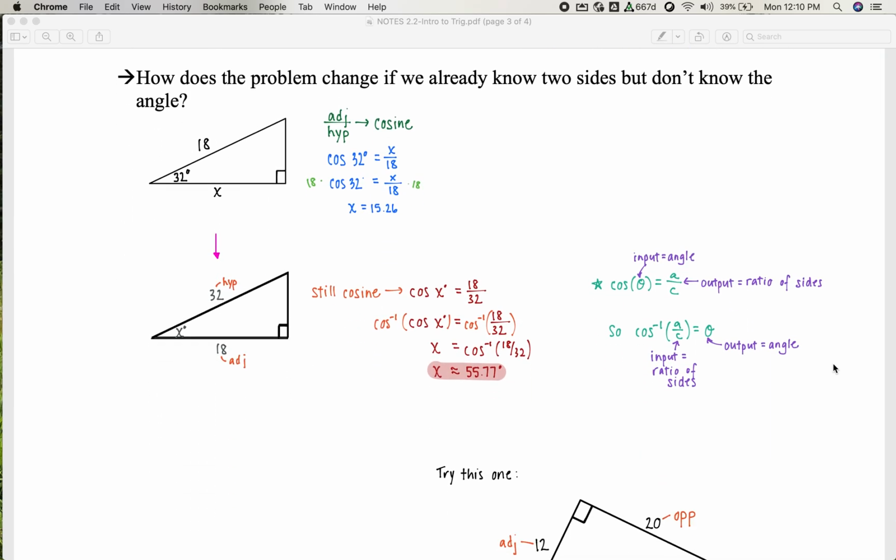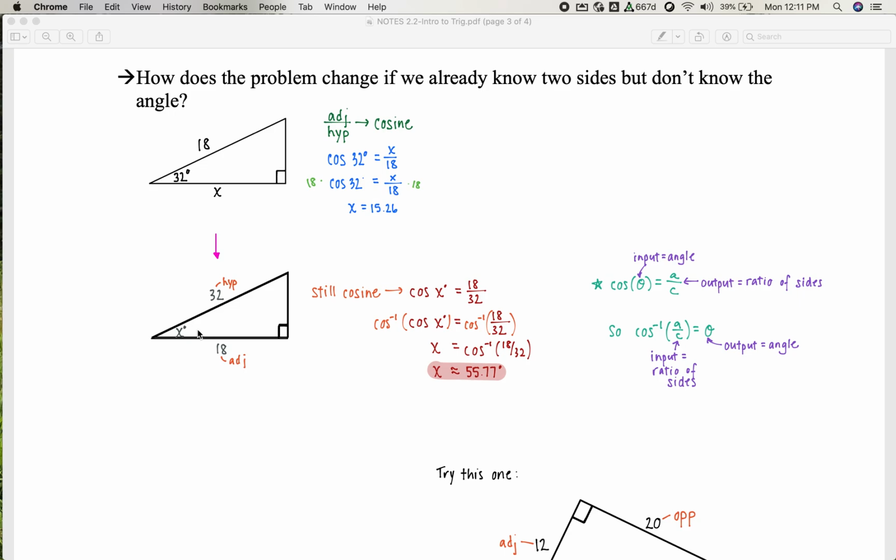One last learning target for today. What if it's the angle we don't know? So let's take a look, going back to this problem we've already looked at a couple of times, where we have the 32 and the x and the 18. What if I change the location of the 32, the x, and the 18? So the x is now the angle, the 18 is now the adjacent, and the 32 is now the hypotenuse. The question here is, what changes, what stays the same?